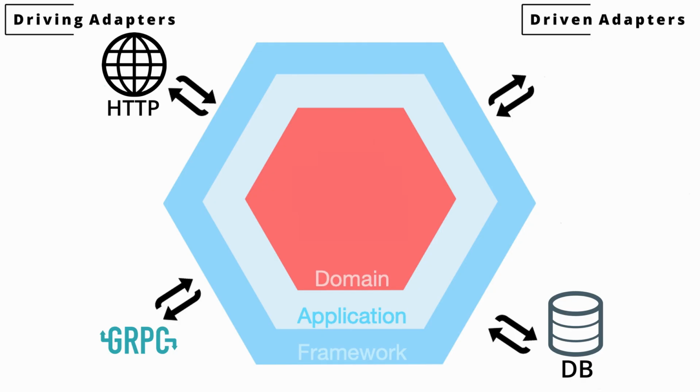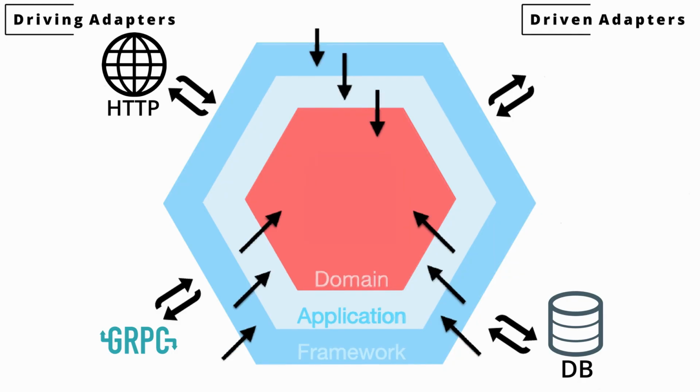Which brings me to the first thing that we want to pay attention to when applying this architecture to our application. The outside layers depend on the inside layers and not the other way around. Or in other words, dependencies point inward. That means that our domain layer cannot depend on our application layer for anything, and the application layer cannot depend on our framework layer.